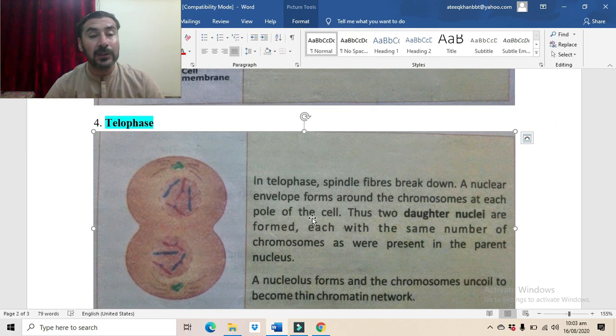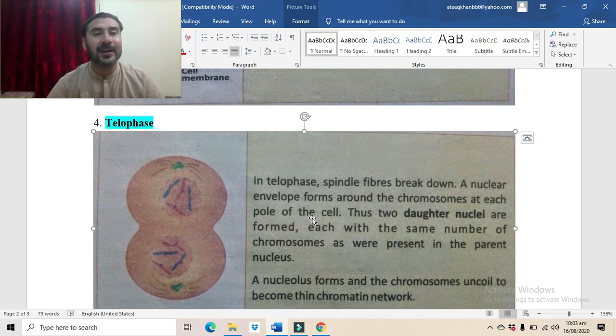In the prophase, what happened there? In the prophase, chromosomes were condensed. Now the reverse will occur here. They will again be converted to the chromatin network. They will uncoil and form the chromatin network. Now in prophase, we have already studied that the nucleolus will disappear. Now in telophase, the reverse will occur. The nucleolus will reappear.